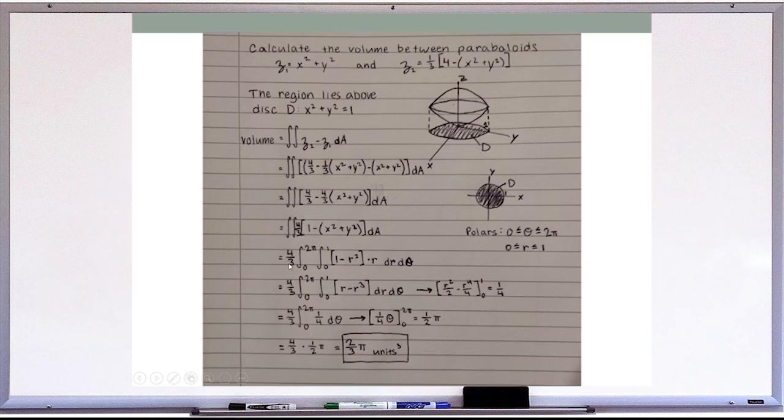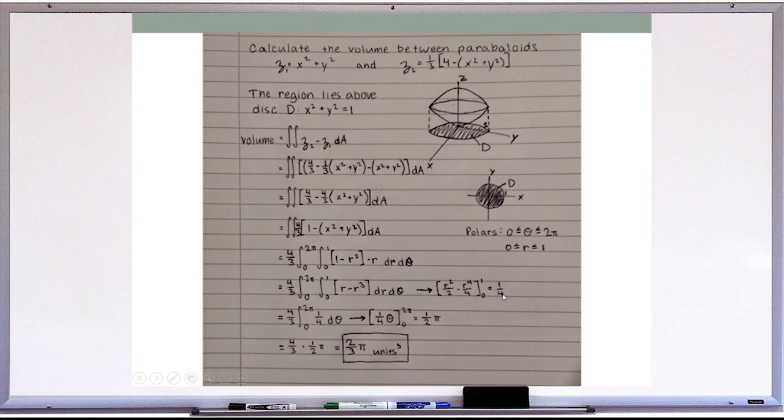Next, we can go on to the next line. All we do now is multiply what's inside the brackets by r. Multiplying that, we get r minus r cubed. Now we integrate r minus r cubed with respect to dr. Integrating that, we get r squared over 2 minus r to the 4 over 4 from 0 to 1. Solving that, we get 1 over 4.